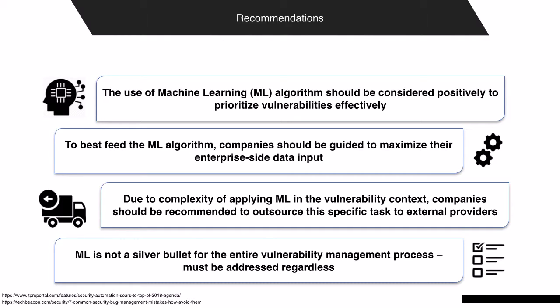So in sum, our recommendations to you at the ISF are thus. Firstly, we believe that ML is a better tool to prioritize vulnerabilities compared to alternatives. Hence, the use of machine learning algorithms should be considered positively to prioritize vulnerabilities effectively. Second, to provide input data, companies should be guided as a precondition to maximize their ability to, firstly, identify their systems and networks, and secondly, scan actively for vulnerabilities within them.